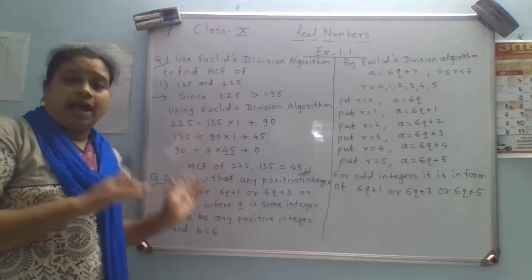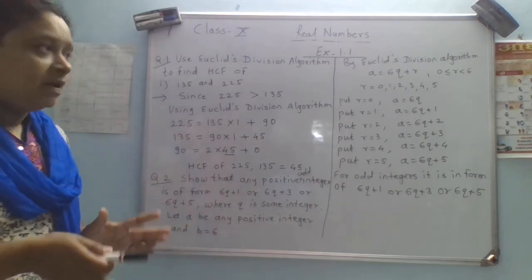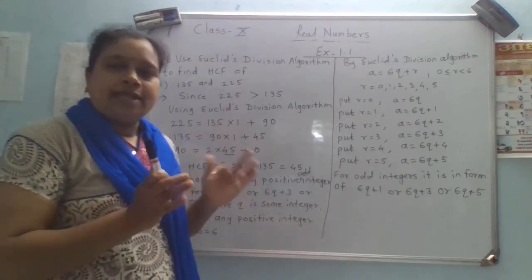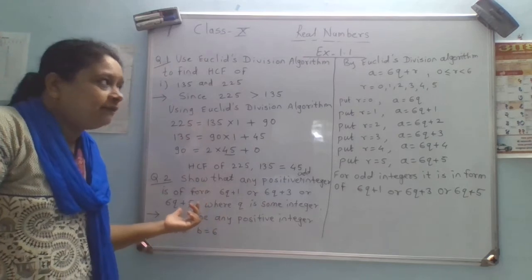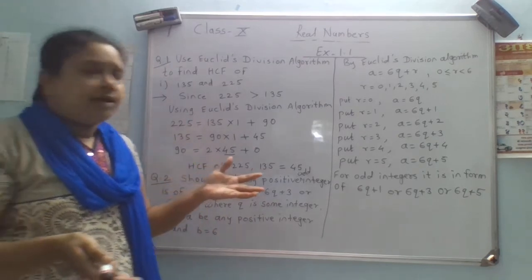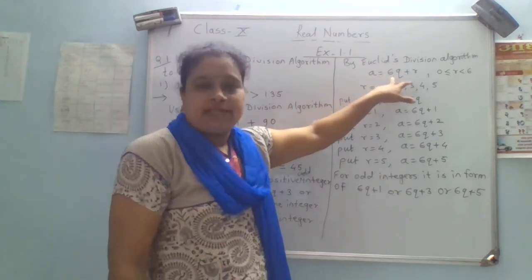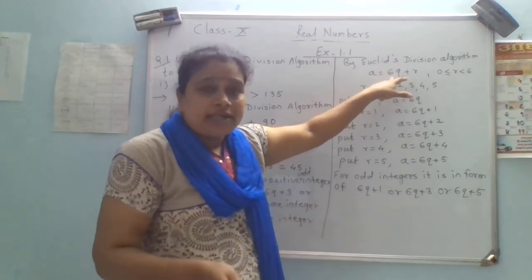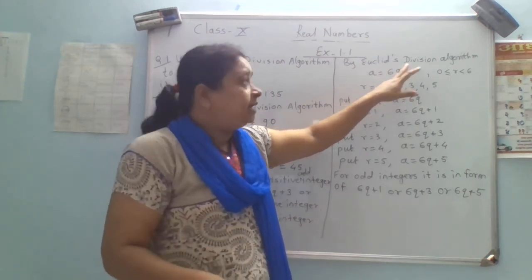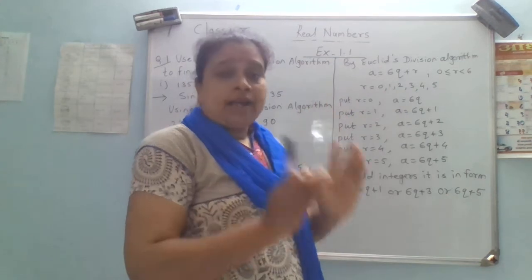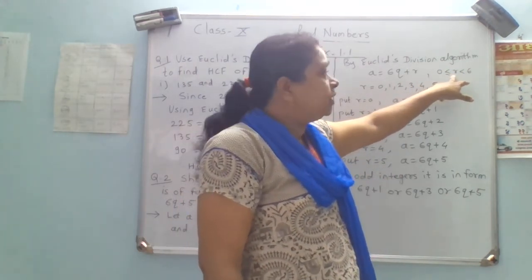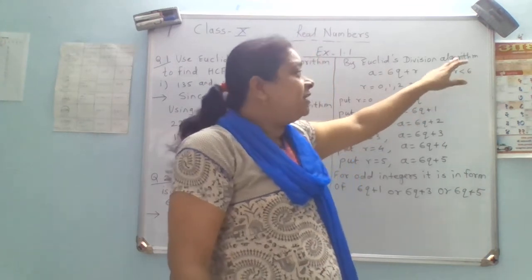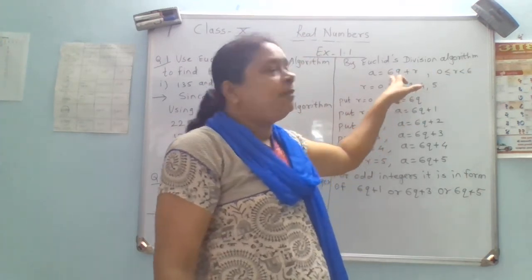Then we have to use Euclid's division algorithm. We know the algorithm is a = bq + r. Here the form given is 6q + 1, so the general form becomes a = 6q + r. And here is the condition for the remainder: r should be greater than or equal to 0 and less than 6. Why 6? Because the value of b is 6.